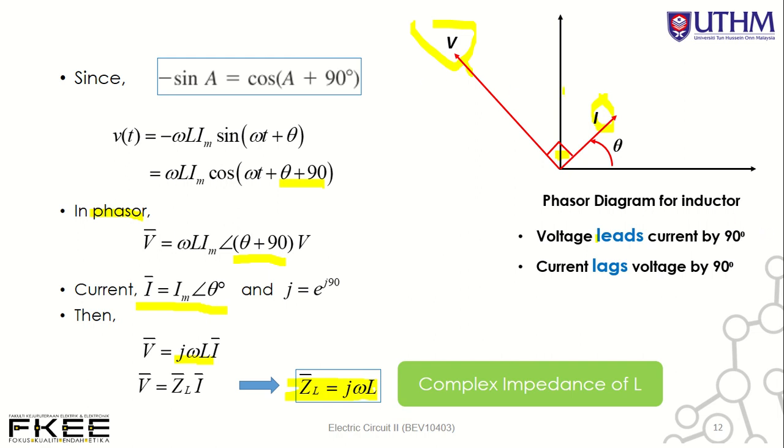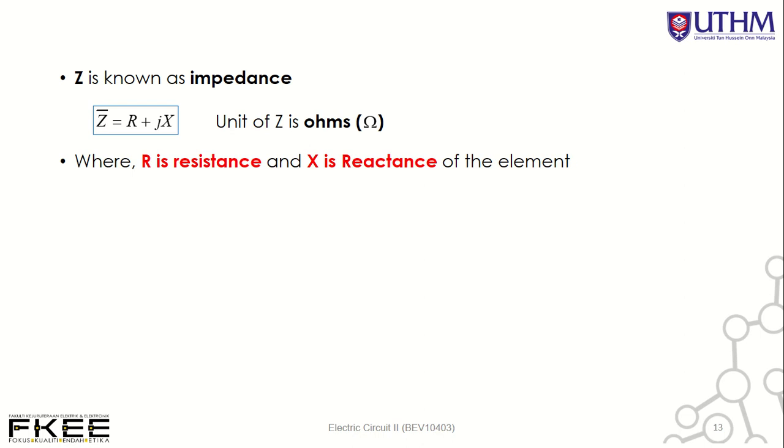Okay, voltage leads. This is the rotation of the phasor diagram. Who leads? Voltage. So we call it voltage leads current by 90 degree, or in other words we can say that current lags voltage by 90 degree. This concept is important for AC circuit analysis, you must understand it well. Voltage leads current by 90 degree, or current lags voltage by 90 degree.